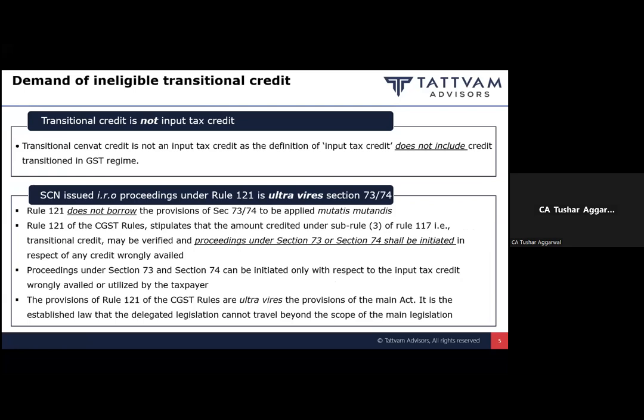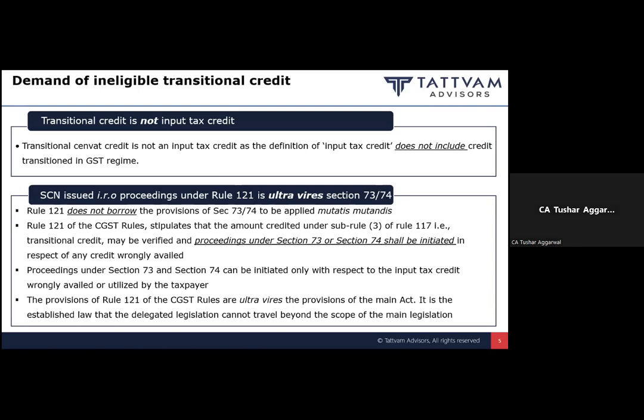Please note, very important aspects. The way Rule 121 is drafted, it does not borrow the provisions of section 73 or 74 to be applied mutatis mutandis. It simply says that the transitional credit may be verified and proceedings under 73 and 74 may be initiated. It does not say that 73 and 74 will apply mutatis mutandis. So it only says that proceedings under 73 and 74 can be initiated, and proceedings under 73 and 74 can be initiated only in respect of ITC wrongly availed and not transitional credit.